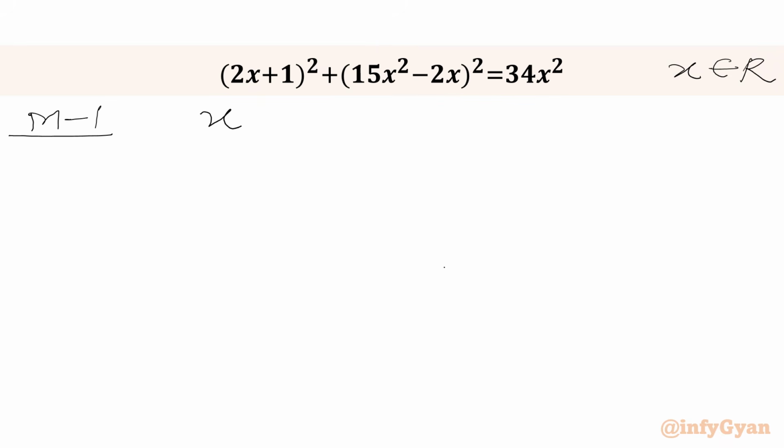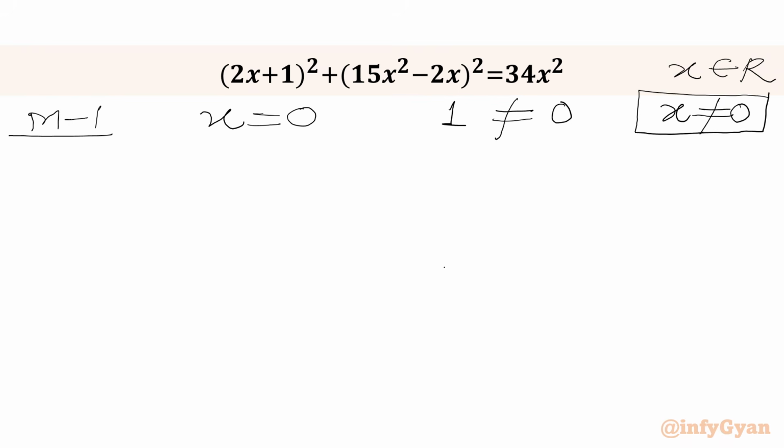Here I will check our equation at x equal to 0. So the left hand side will become 1, the right hand side will become 0, which is not equal to each other. So we will write here x cannot be 0 for our quartic equation. Now we will be expanding our LHS using the (a + b)² and (a − b)² identities.